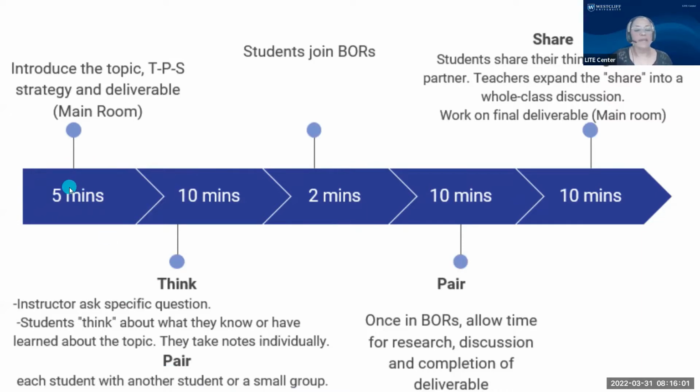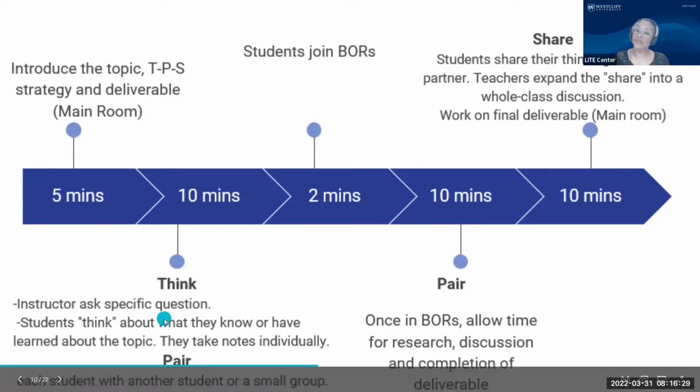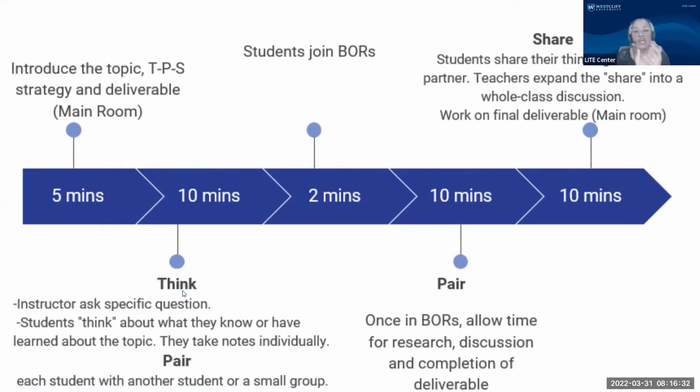You take around 5 minutes in the main room to introduce the topic and the strategy to students. Tell them, okay, today we're going to be working with a strategy called think, pair, and share, in which you will be thinking individually about a question that I will pose or a problem that I will show you. First of all, you have to think about that individually, and take notes. Then you're going to pair up with a student or with a group and share your notes. And then we are going to go back to the main room and share as a whole group the conversations taking place in the small groups.